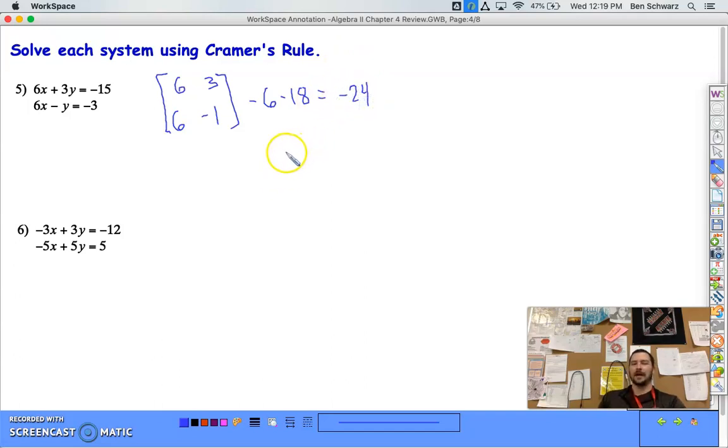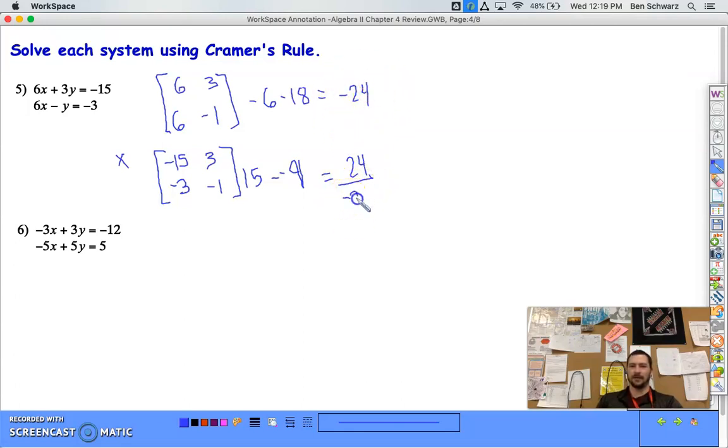All right, so now we got that one. We're going to try to find x and y. For x, we replace the x column here with our constants, our -15 and our -3. We leave the y column alone, and we calculate that determinant. So we would have 15 minus -9. So it's really plus 9, so we would get 24. You take that and divide by what you got in that first determinant. This one always goes on the bottom. So 24 over -24, so x is going to be -1.